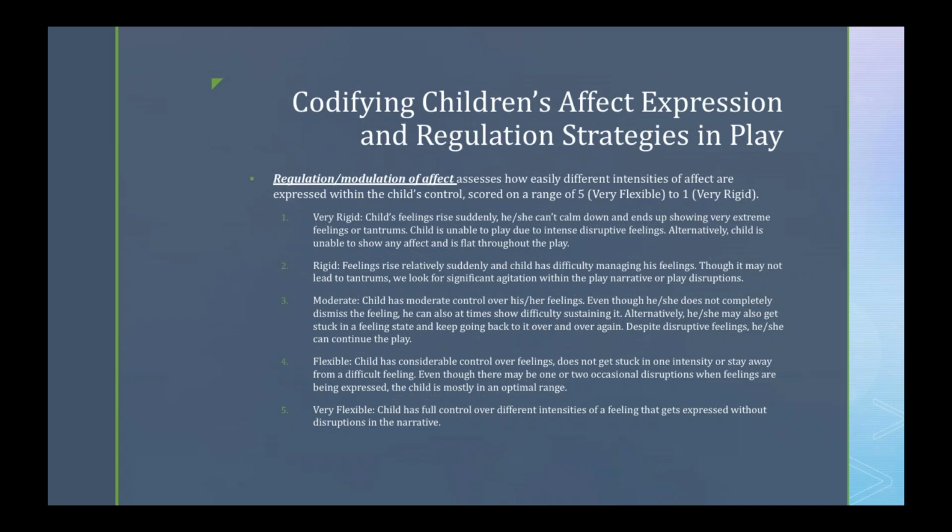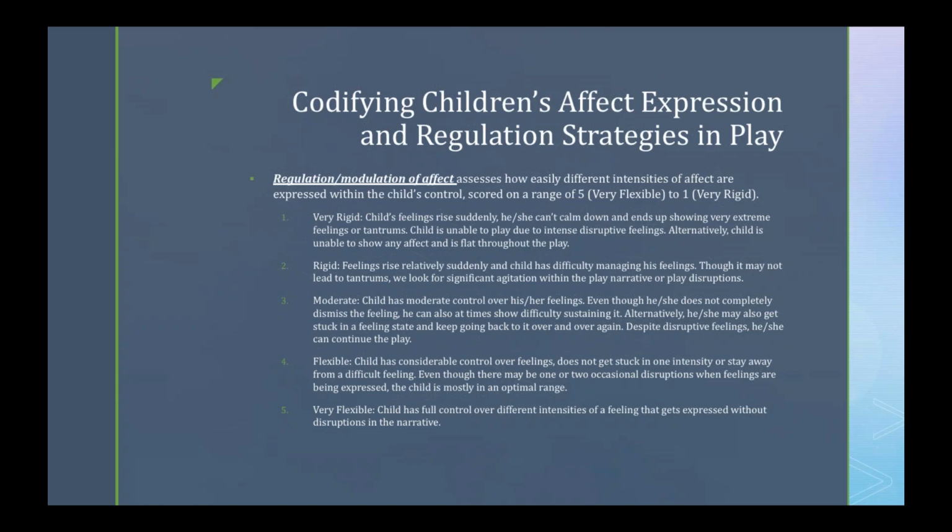So let's look at the actual scoring. We rate affect regulation on a scale of 1 to 5 using the following criteria. We give a score of 1, which is very rigid, when the child's feelings rise so suddenly, he or she can't calm down, ends up showing very extreme feelings or tantrums. He or she is stuck in that affect state and gets disorganized. Or alternatively, the child is so constricted, they show no affect and is flat throughout the play.